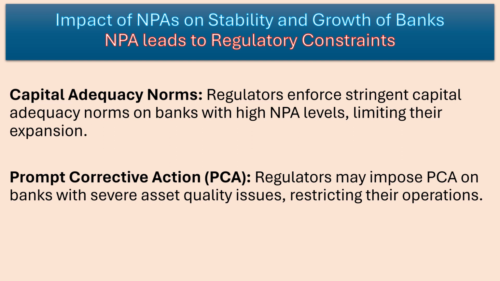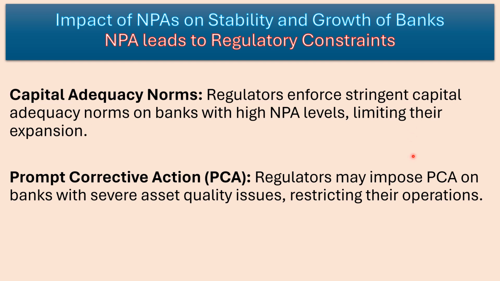NPAs lead to regulatory constraints. Capital adequacy norms. Regulators enforce stringent capital adequacy norms on banks with high NPA levels, limiting their expansion. A bank is restricted from opening new branches due to regulatory concern about its capital adequacy ratio.